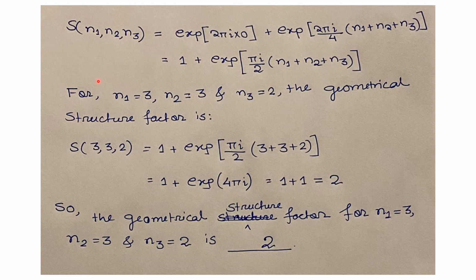Now according to the question, n1 equals to 3, n2 equals to 3 and n3 equals to 2. So the geometrical structure factor is S of 3, 3, 2 equals to 1 plus exponential of pi iota by 2 times 3 plus 3 plus 2. So this will give exponential of 4 pi iota. So we will have the structure factor 1 plus exponential of 4 pi iota. Now, exponential of 4 pi iota is basically 1. So we will have the structure factor 1 plus 1, that is 2. So the geometrical structure factor for n1 equals to 3, n2 equals to 3 and n3 equals to 2 is 2.